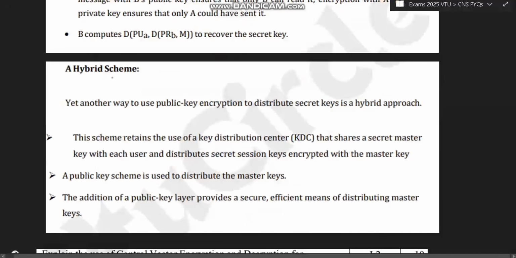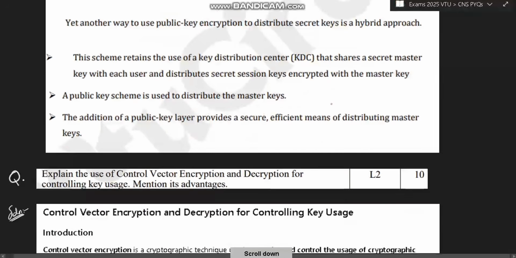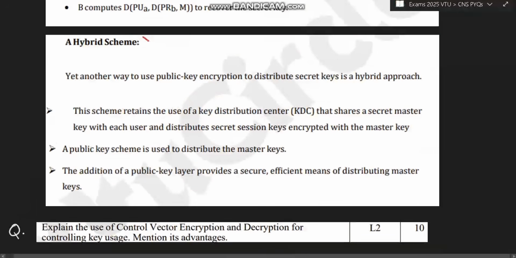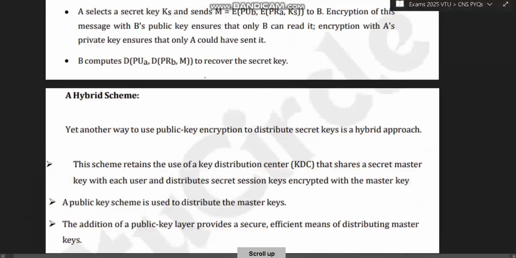Okay, hybrid scheme is also there. It is underway where we will be having a key distribution center. This is nothing but the public key authority. We'll be requesting the authority to give the public keys. Okay, the first question we have discussed, that is another method. Okay, this is optional. This is not mandatory to write in the exam, but the above points are mandatory.